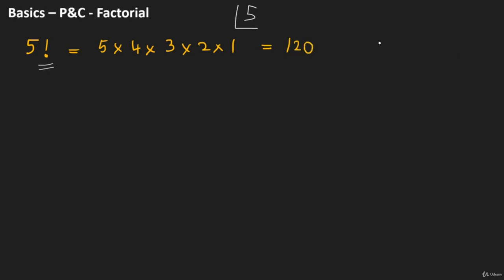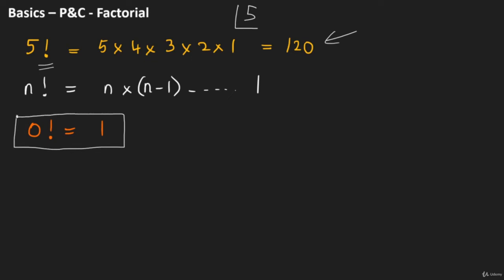Now, using this, we can generalize it as n factorial is the product of the numbers from 1 to n. That is n into n minus 1, etc. up to 1. Now, an interesting thing to note in the case of factorials is that 0 factorial is by definition 1. Let me write that, it's by definition.